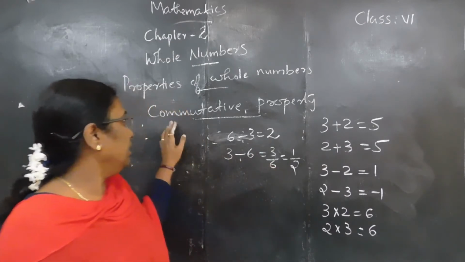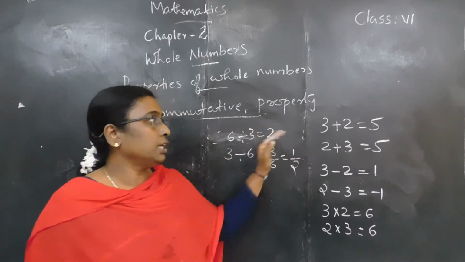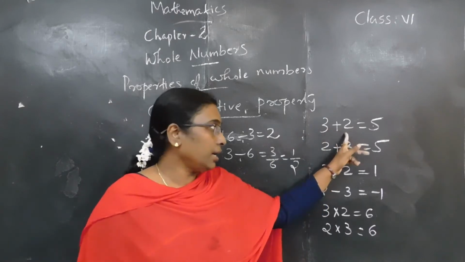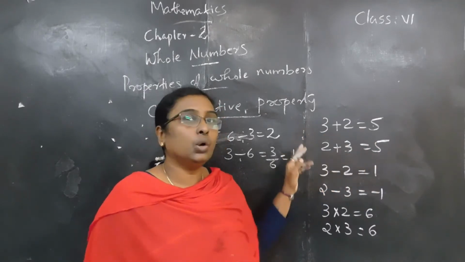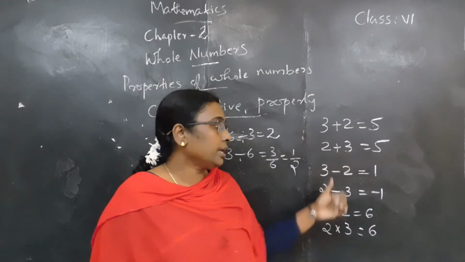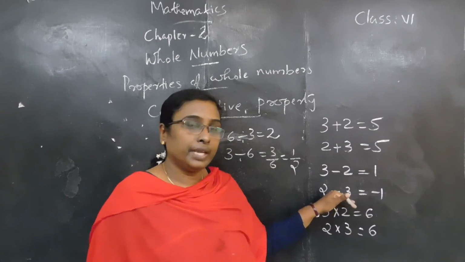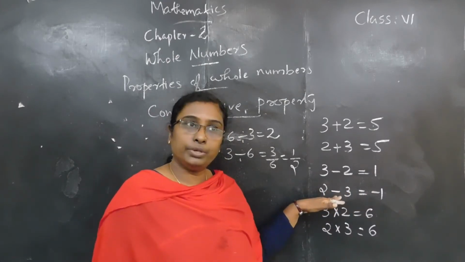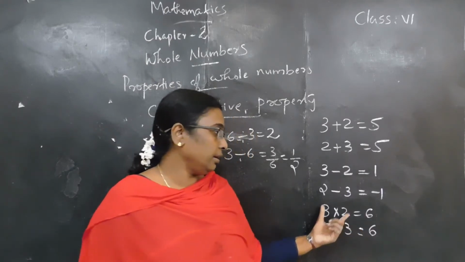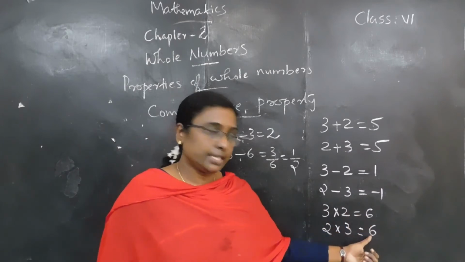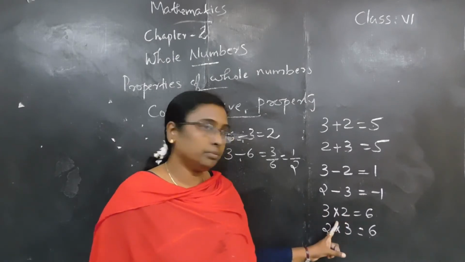Okay. Once again, the second property is commutative property. Commutative property states that in case of addition, we can add two numbers in any order, the result will be the same. So we can say that the whole numbers are commutative under addition. In case of subtraction, we cannot subtract two whole numbers in any order. Therefore, we can say that the whole numbers are not commutative under subtraction. In case of multiplication, two whole numbers can be multiplied in any order. The result will be the same. So we can say that the whole numbers are commutative under multiplication.